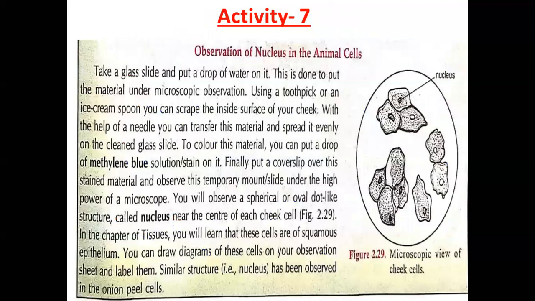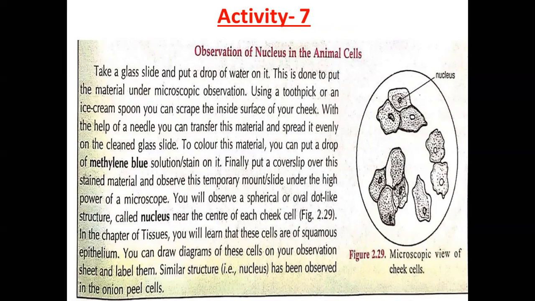One activity is given, children, to observe the nucleus. Now what we have to do in this observation of nucleus in animal cells, we have to take a glass slide and put a drop of water on it. This is done to put the material under microscopic observation. Using a toothpick or an ice cream spoon, you can scrape the side surface of your cheek. You have to gently scrape. You will not scratch it, so that blood will not come, you have to scrape very gently.